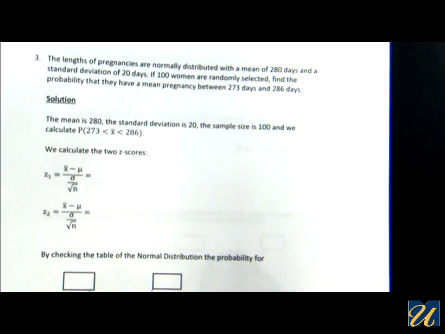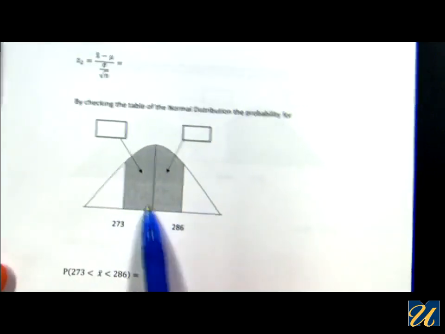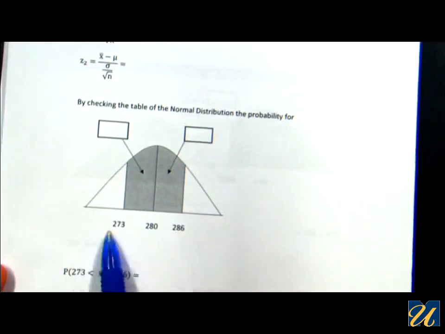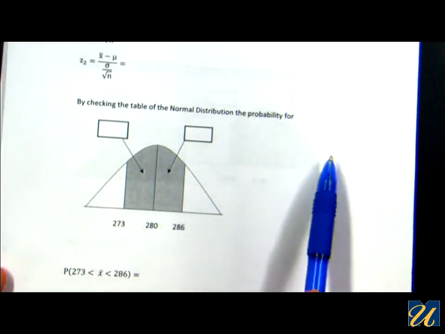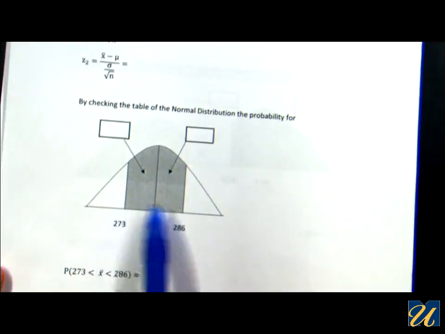The lengths of pregnancies are normally distributed with a mean of 280 days and a standard deviation of 20 days. If 100 women are randomly selected, find the probability that they have a mean pregnancy between 273 days and 286 days. So this is the area that I'm looking for. I will need to calculate the z-score for 273 and 286. Find the corresponding probabilities from the z-score, and then I will be adding the corresponding probabilities.